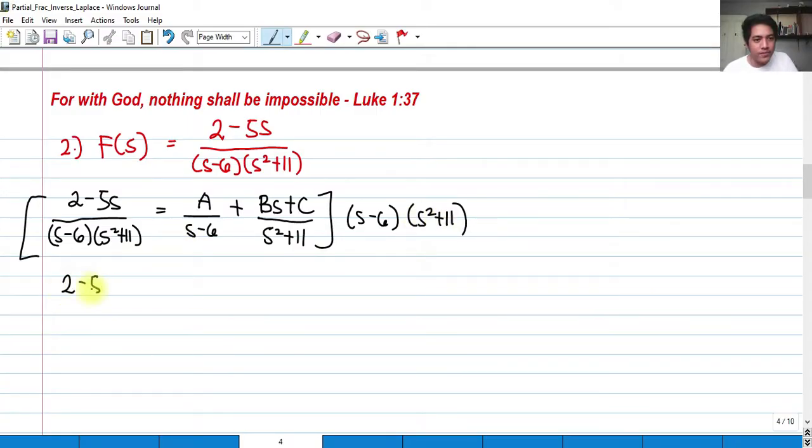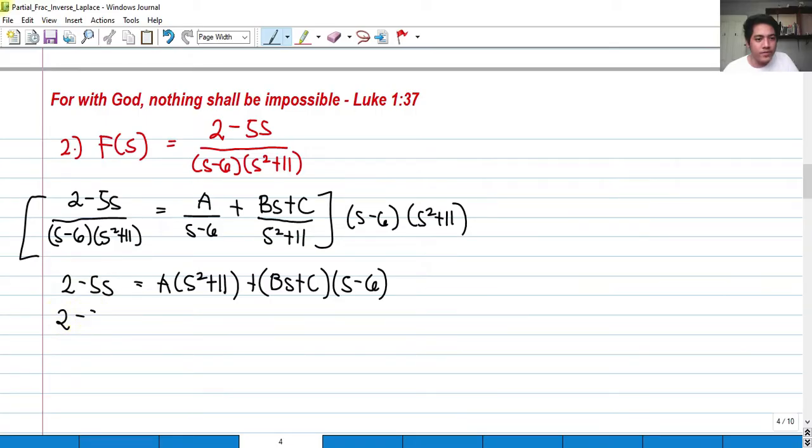We have 2 minus 5s is equal to (as squared plus 11a) plus (bs plus c), which is now multiplied to s minus 6. So what we will do is simplify this term and this term, and perform multiplication.